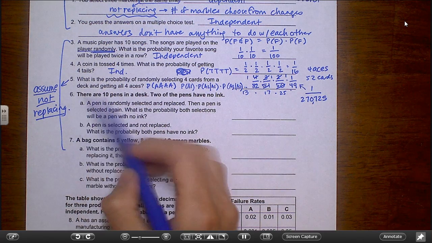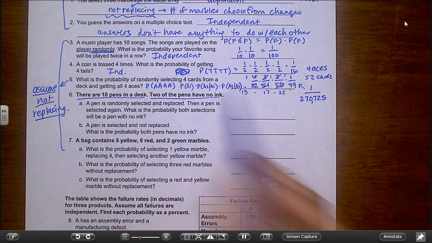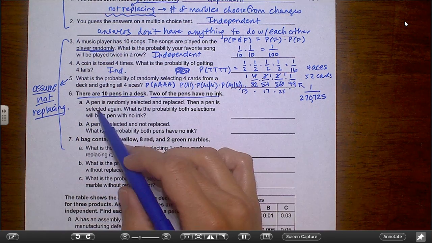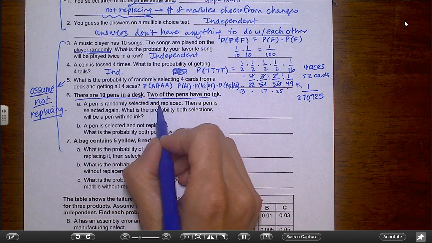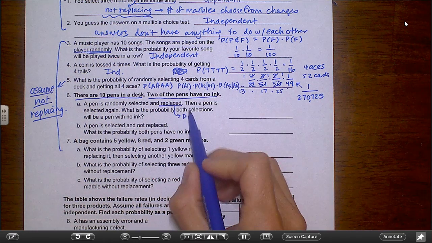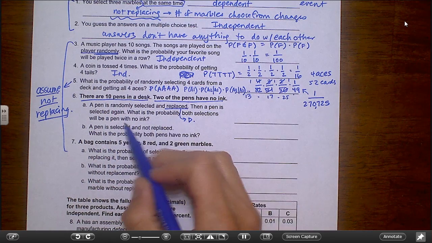Okay, now 6 says there are 10 pens in a desk. 2 of them have no ink. That's a bummer, but it also sounds like my desk. Okay, the pen is randomly selected and replaced. So what does that tell you first? Then a pen is selected again. What's the probability of both selections?